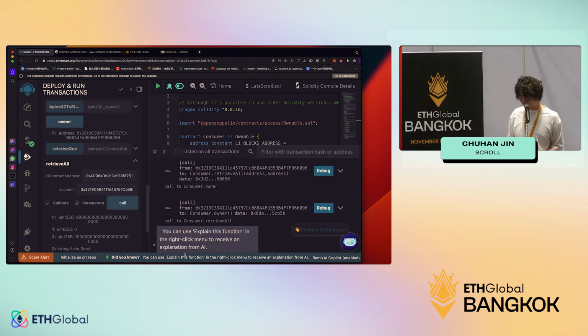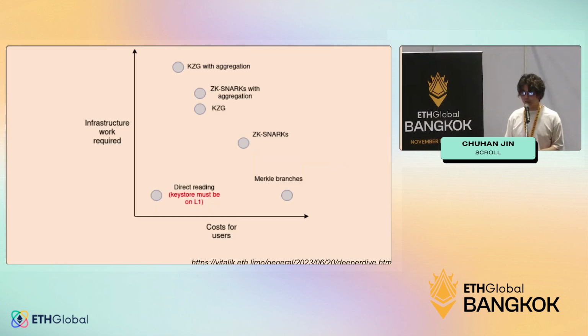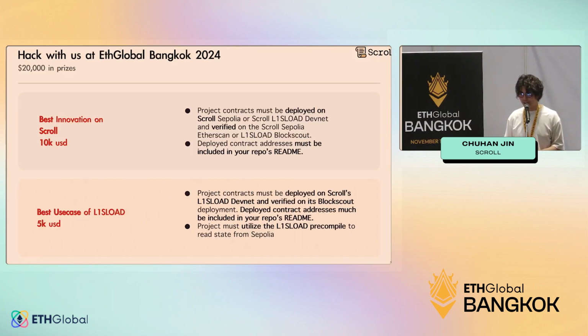I want to really quickly go back to my slides and give you some information about our bounty. Let's give all of it out because our time runs out. So in ETHGlobal, we have provided 2 bounties related to L1SLOAD. First is best innovation on Scroll. It provides a maximum of 10K USD as an entire prize pool. If you have deployed your smart contract which integrates with L1SLOAD on Scroll DevNet, you will have a chance to win that bounty.